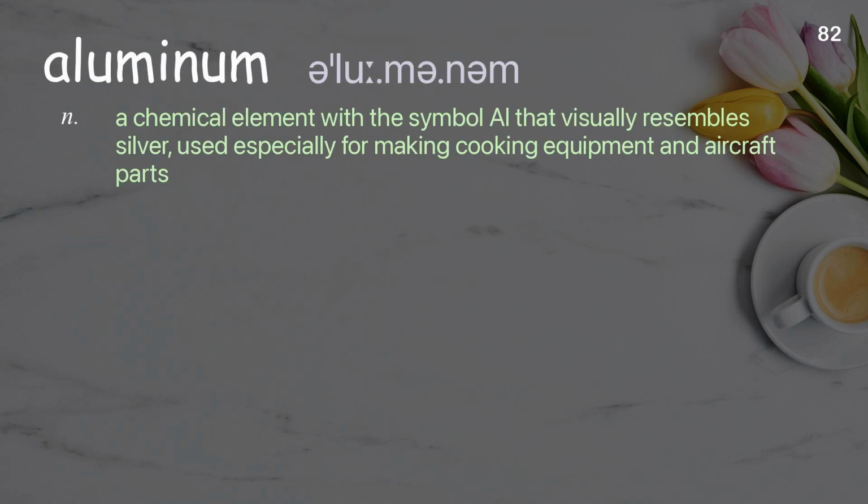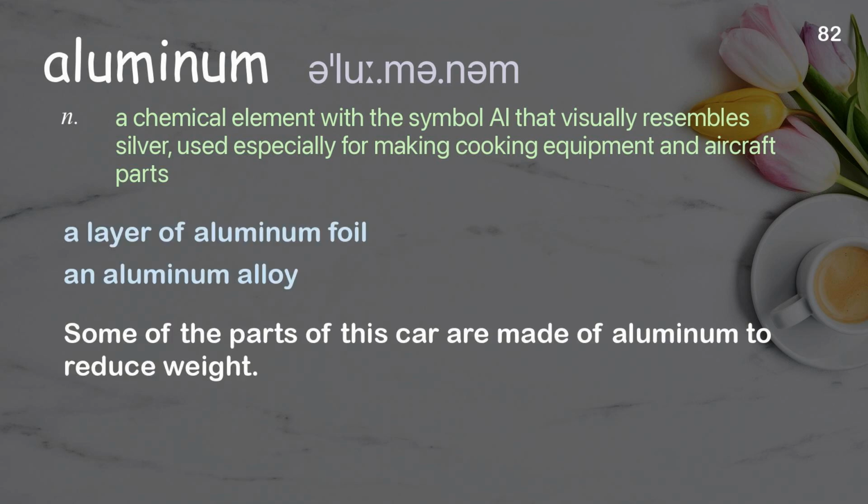Aluminum. A chemical element with the symbol Al that visually resembles silver, used especially for making cooking equipment and aircraft parts. Examples: a layer of aluminum foil, an aluminum alloy. Some of the parts of this car are made of aluminum to reduce weight.